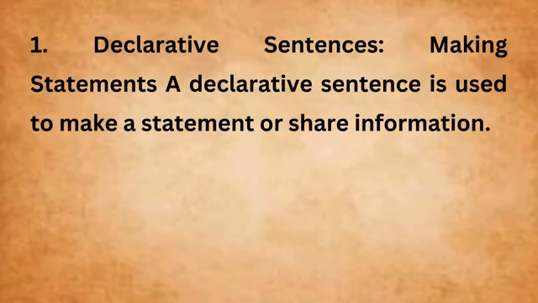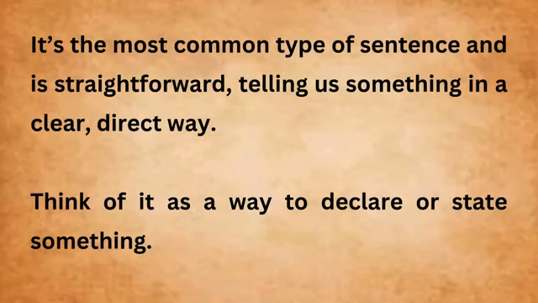1. Declarative sentences. Making statements. A declarative sentence is used to make a statement or share information. It's the most common type of sentence and is straightforward, telling us something in a clear, direct way. Think of it as a way to declare or state something.